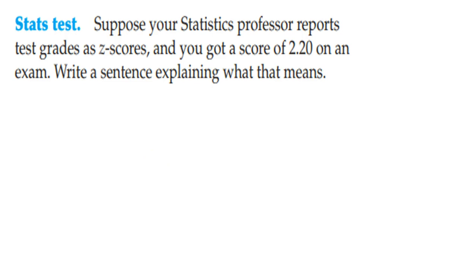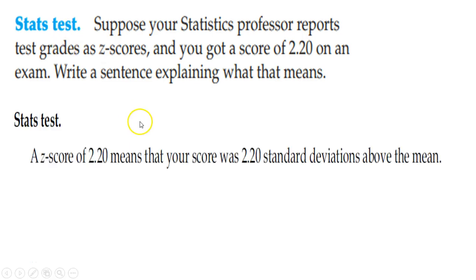Suppose your statistics professor reports test grades as z-scores, and you got a score of 2.2 on the exam. Write a sentence explaining what that means. You need to take the 2.2, which was your z-score, and rewrite it. A 2.2 means that your score was 2.2 standard deviations above the mean. That's what it means. Simple. There's nothing else to do.